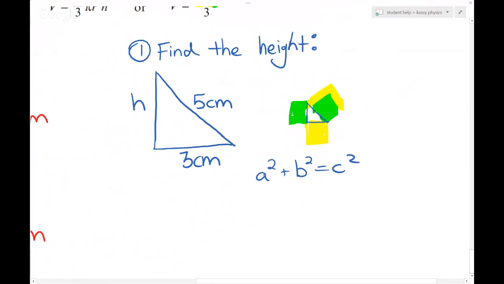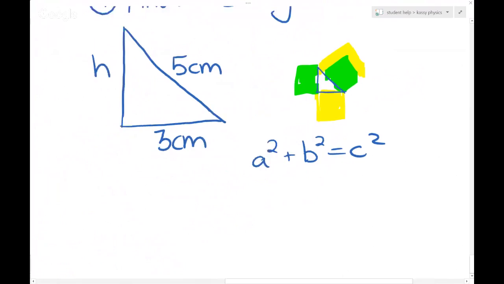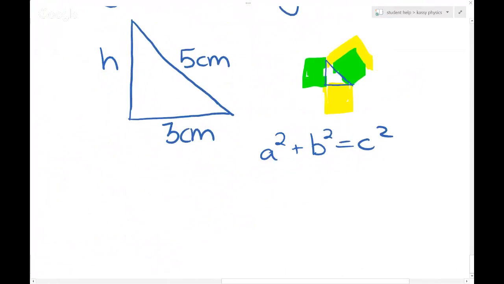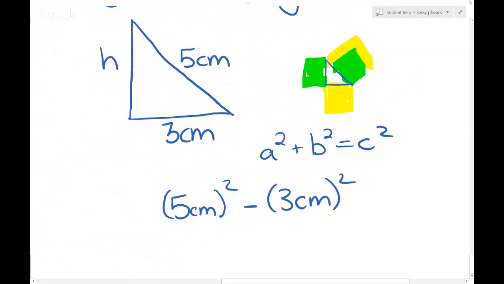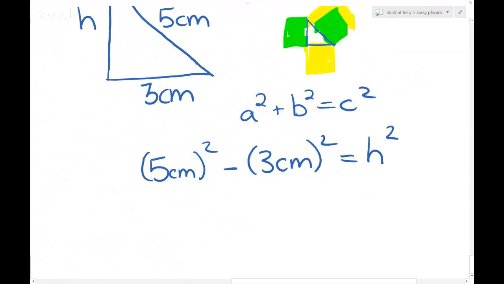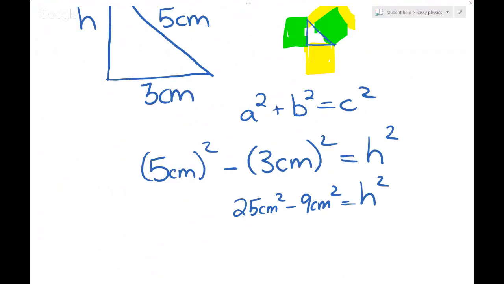In this case, we know the big side. So we're not going to be adding to get the big side. We're going to have to be subtracting because we want to get one of the small sides. So here, we're going to say the big side, 5 centimeters squared, and we're going to subtract one of the small sides, 3 centimeters squared. That's going to be the side we don't know, h squared. We can do this in one step on our calculator, but it's not that difficult here. This would be 25 centimeters squared minus 9 centimeters squared. That's going to equal the square of this height that we don't know.